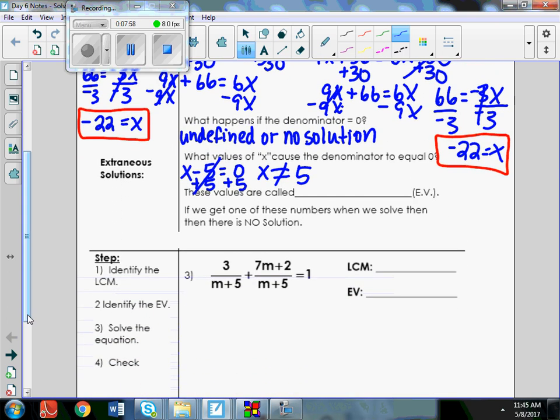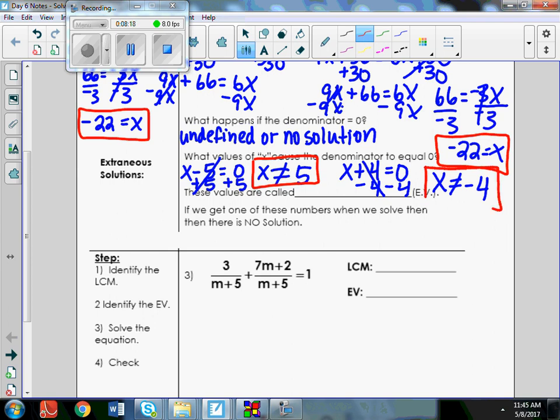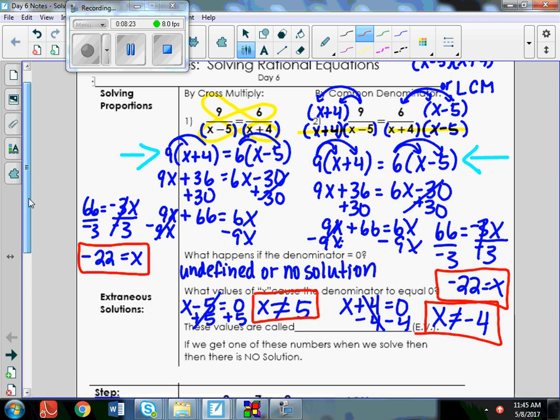Okay, the other one was x plus 4. So if I set it equal to 0 and solve for x, that tells me x cannot equal negative 4. So in the denominator of that second fraction, if I had negative 4 plus 4, that would make 0 in the denominator. So you can't have that.